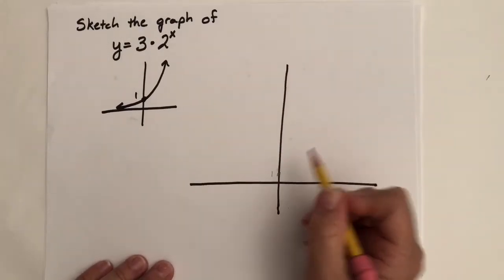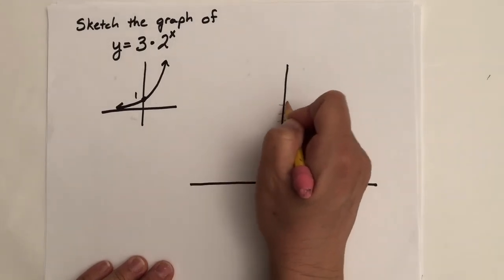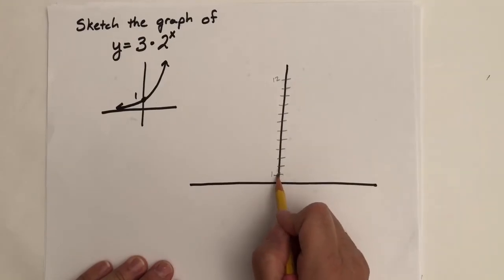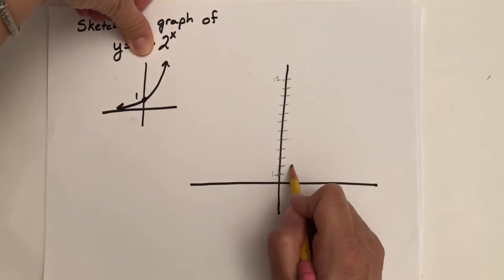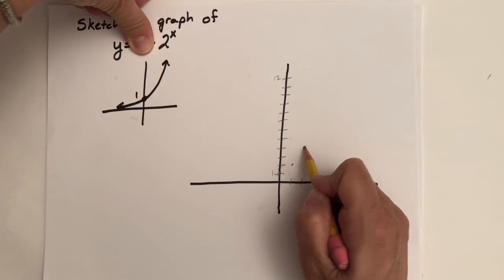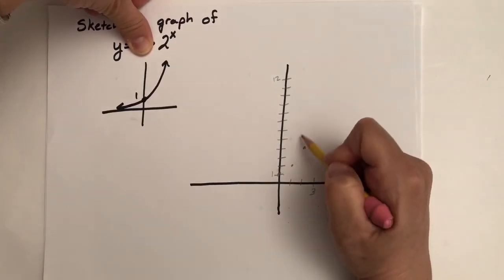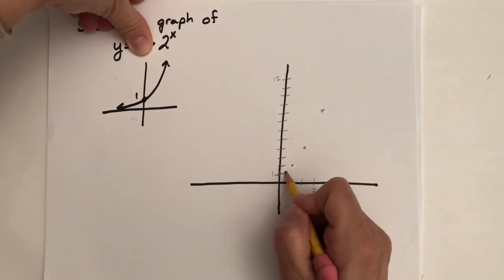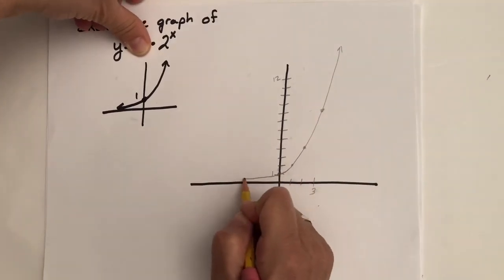Here will be 1, 2, 3, 4, 5, 6, 7, 8, 9, 10, 11, 12. We'll stop here at 12. So I'm ignoring the 3 for a moment, and I'm just giving myself a nice little sketch here. I'm going to make it pretty accurate here. 2, 4, and then 3, 8, 4, 5, 6, 7, 8 right here. So I have y equals 2 to the x. That looks something like this.